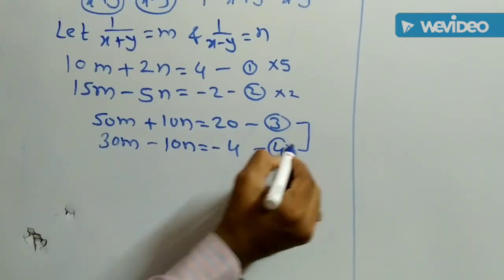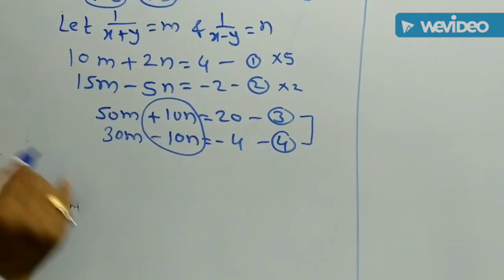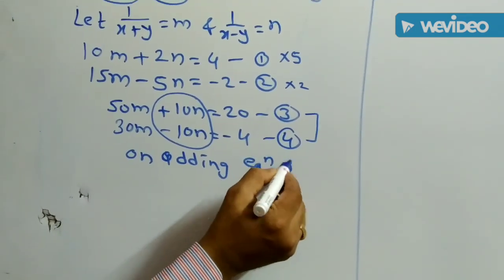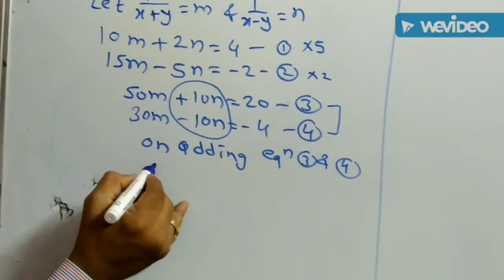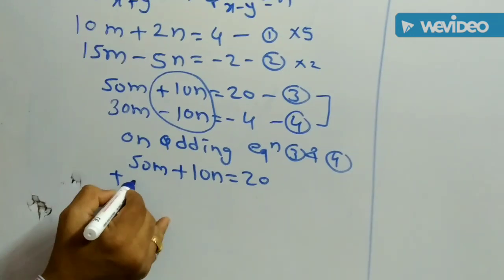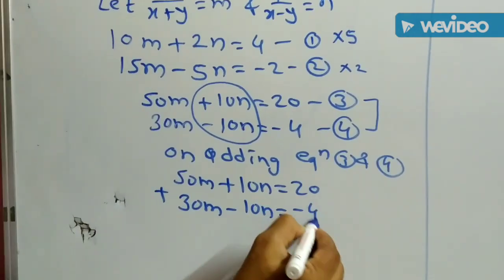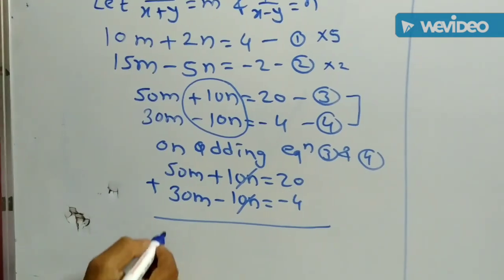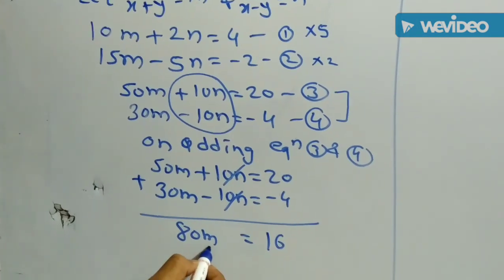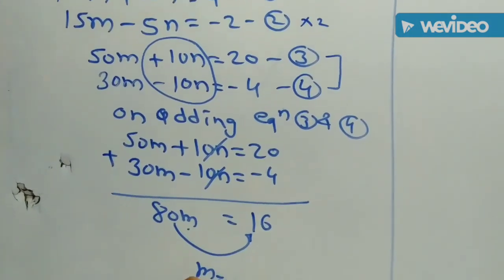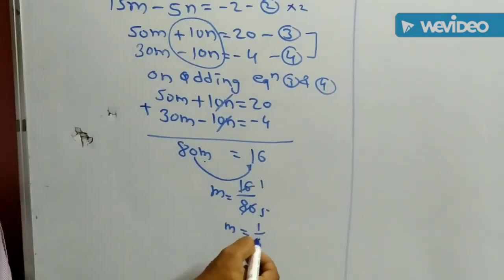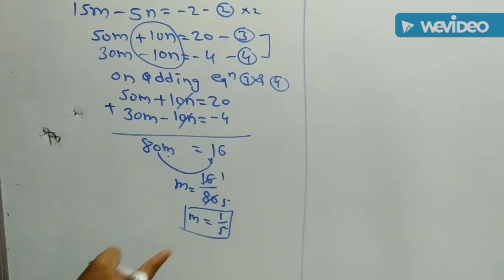Now you will see the coefficients of n are the same, signs are different, and therefore we take the addition. On adding equations 3 and 4, we get 50m plus 10n is equal to 20 plus 30m minus 10n is equal to minus 4. 10n and 10n get cancelled. 50 plus 30, 80m. 20 minus 4, 16. To find the value of m, this multiplied 80 gets converted to division. 16 ones are 16, 16 fifths are 80. Therefore, we get m is equal to 1 upon 5.